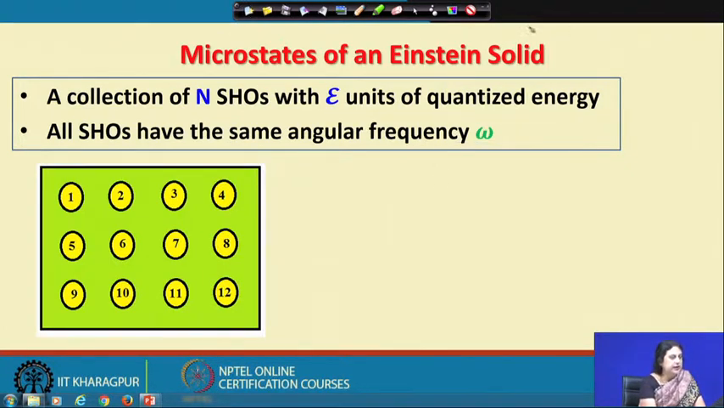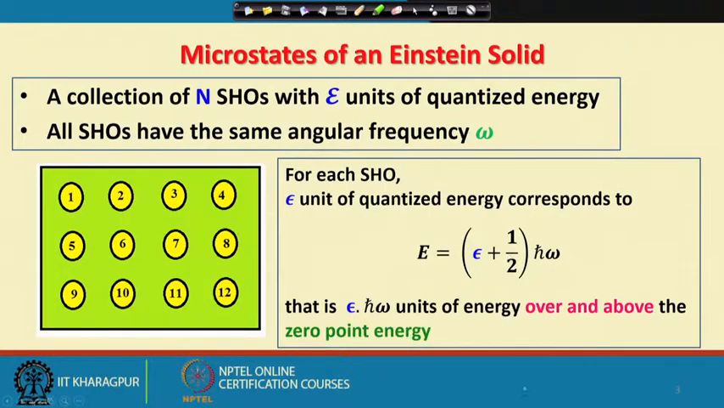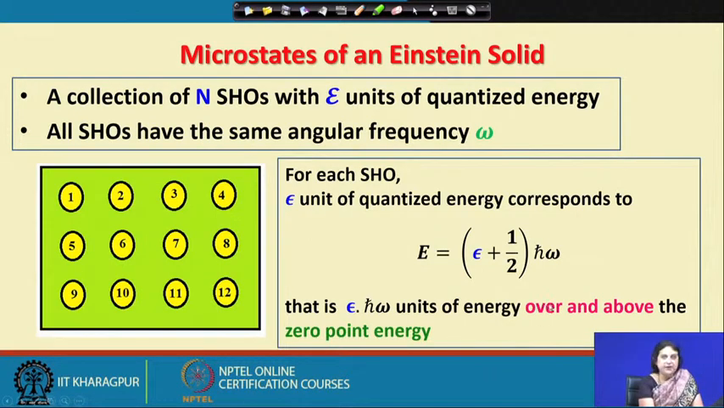Now, in order to understand what it means, let us try to see what I mean by this epsilon units of quantized energy. For every simple harmonic oscillator, let us say the energy is given by epsilon plus half, this whole thing into h cross omega. So, how much is the zero point energy of this oscillator? Half h cross omega. Therefore, this system has epsilon times h cross omega units of energy over and above the zero point energy.